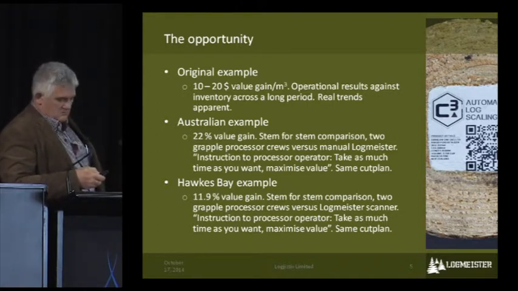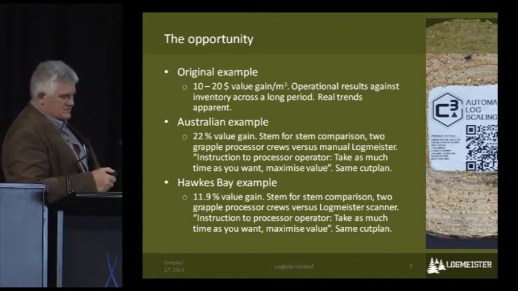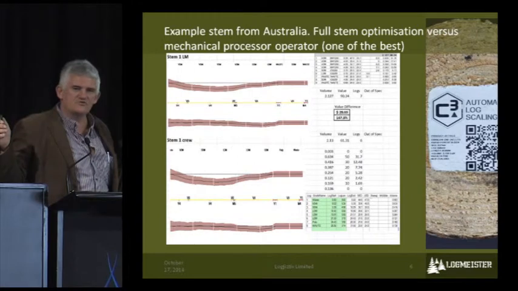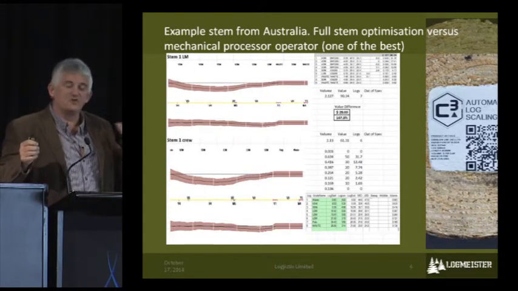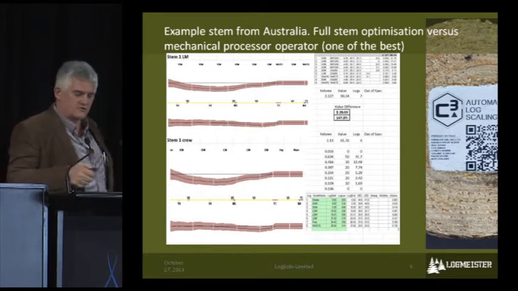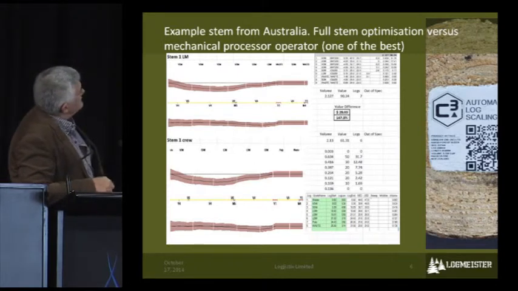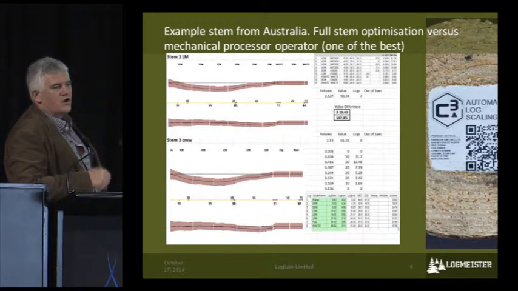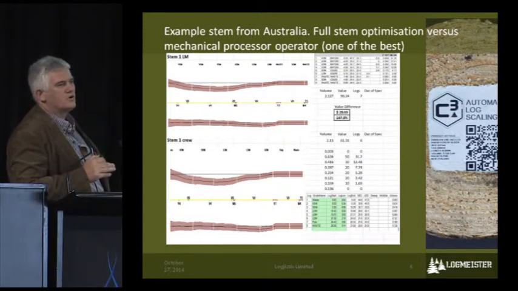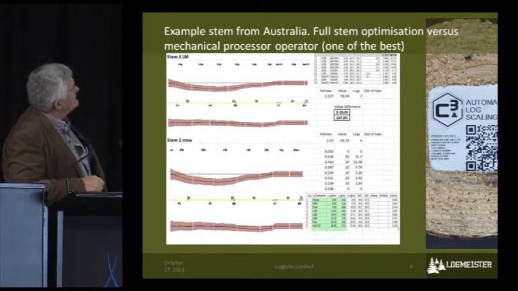Just a point as to why optimisation. And when I say optimisation, I'm talking about taking the full picture of your tree before you make a decision to cut it up. So your stem, just as you would for the tree in the forest. And this relates back to that Australian example where the guy on the machine, the mechanical operator making the logs, was 22% less on average value than the optimised system.